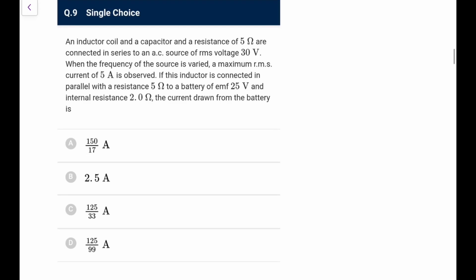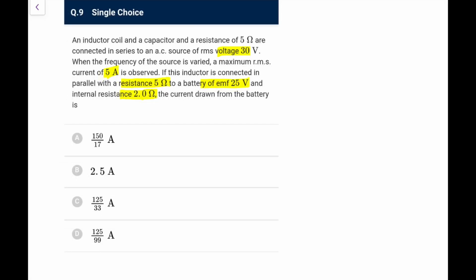Next. An inductor coil and a capacitor and a resistor of 5 ohm are connected in series to an AC source of RMS 30. When the frequency is varied, a maximum RMS current of 5 ampere is observed. If this inductor is connected in parallel with a resistance 5 ohm to a battery of EMF 25 volt and internal resistance 2 ohm, the current drawn from the battery is going to be. So when the frequency is varied, a maximum RMS of 5 is obtained. That is the biggest hint, otherwise 30 by 5 would be 6.